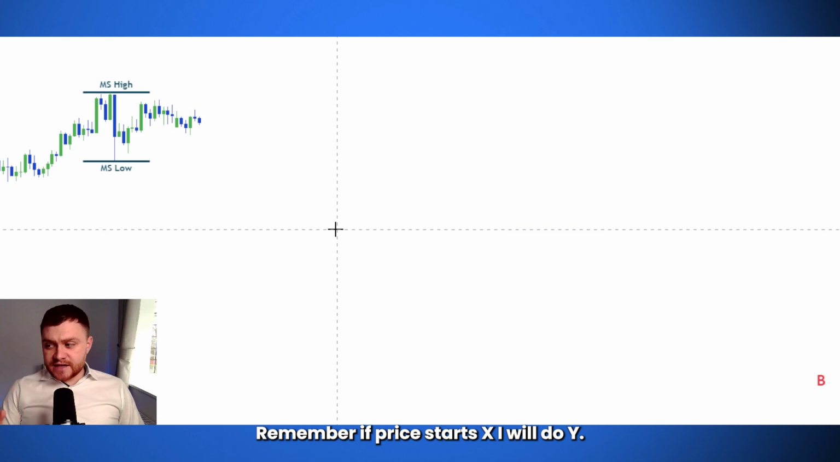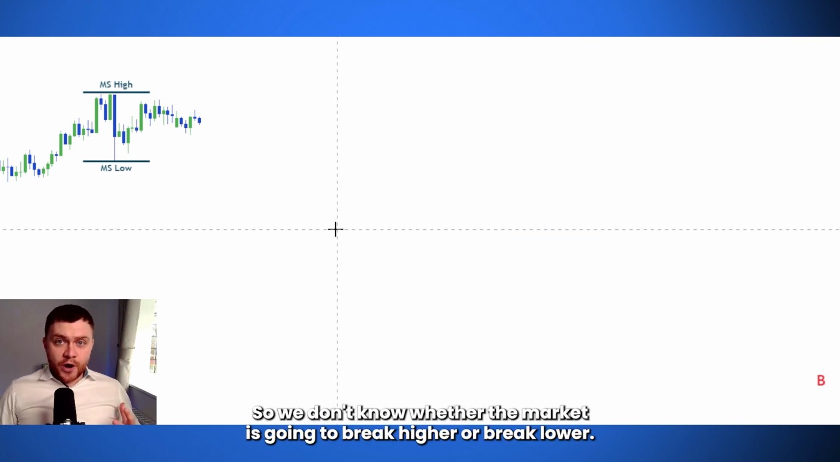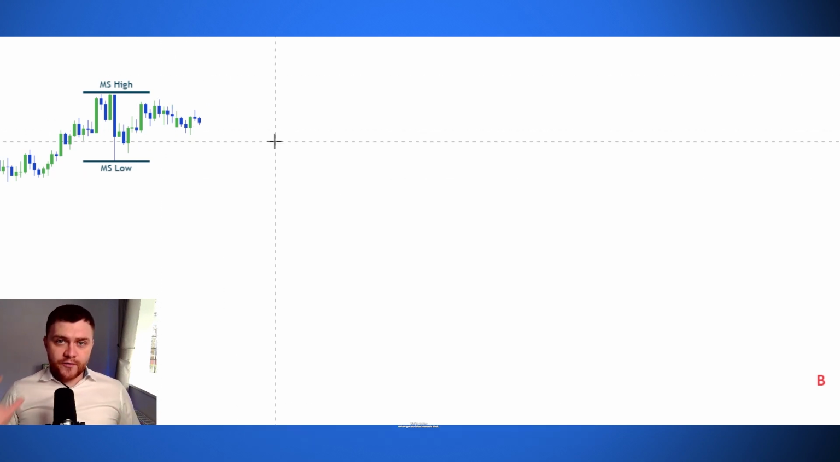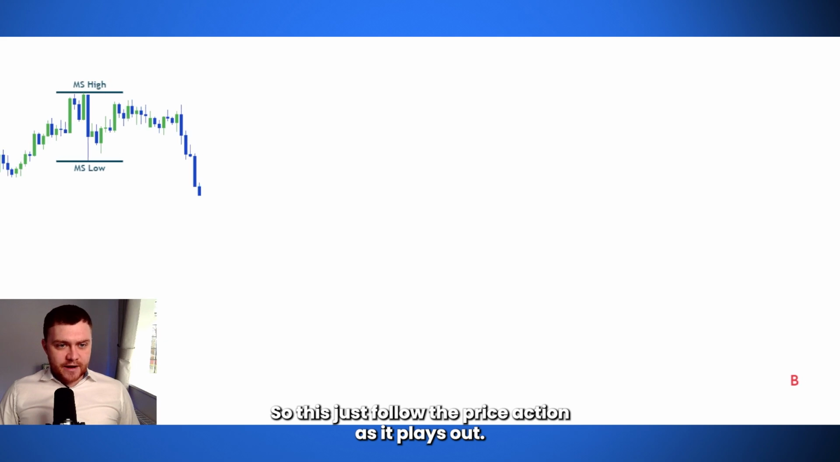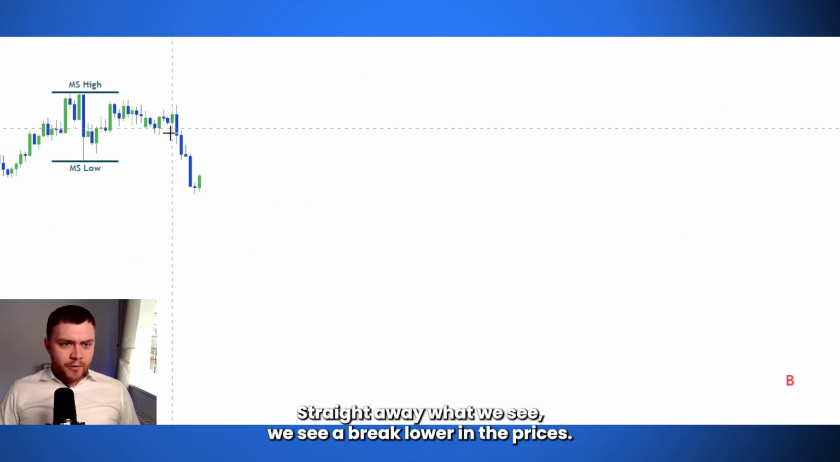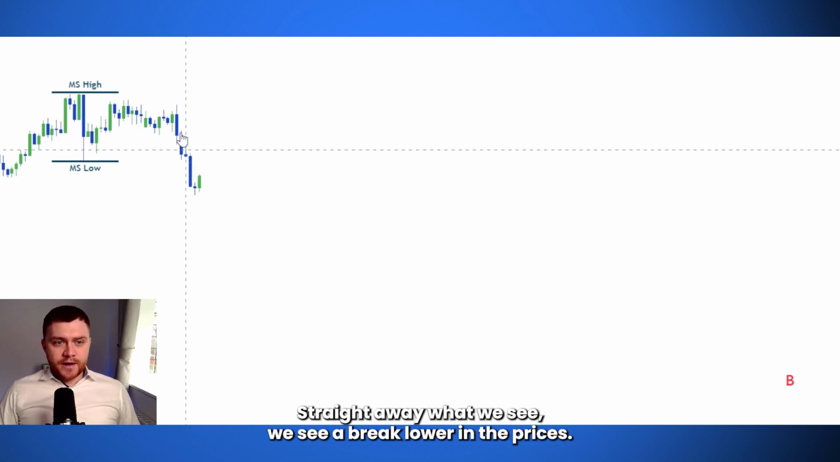Remember, if price does X, I will do Y. So we don't know whether the market's going to break high or break low. We've got no bias towards that. So let's just follow the price action as it plays out. Okay, straight away we see a break lower in the price.